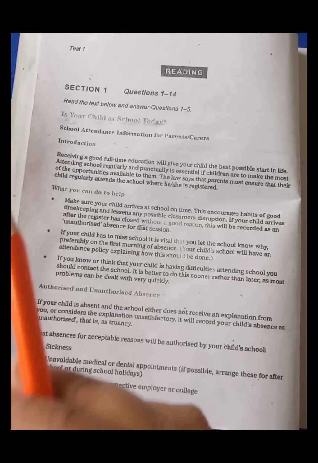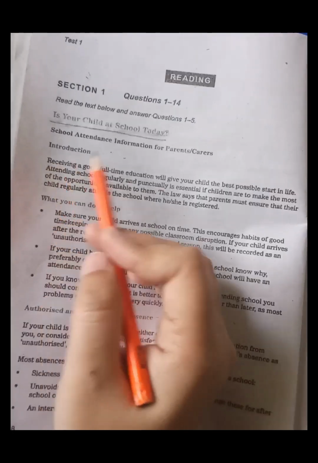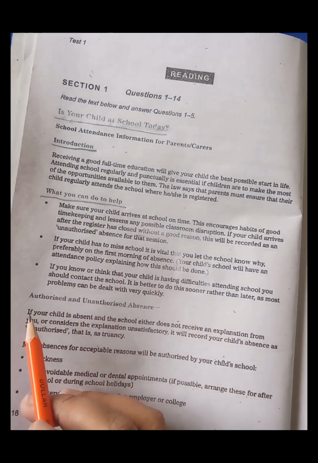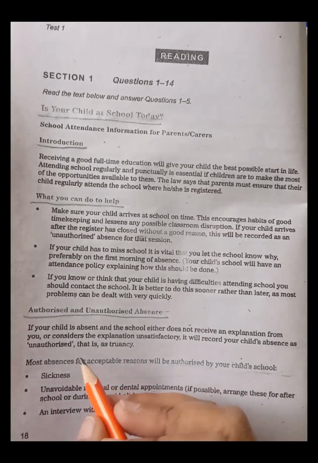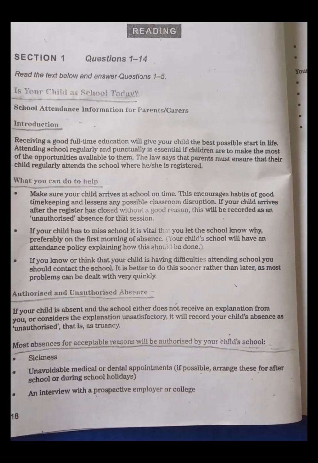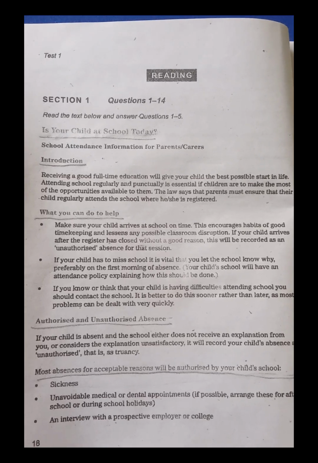Now the top heading is: is your child at school today? We just need to underline it randomly. Then introduction, then what you can do to help. After this, authorized and unauthorized absence. Don't worry about underlining the keywords on the computer. There is an option, you can highlight the keywords. So the first one is children must go to the school where they are registered. We need an answer. It is the first one.